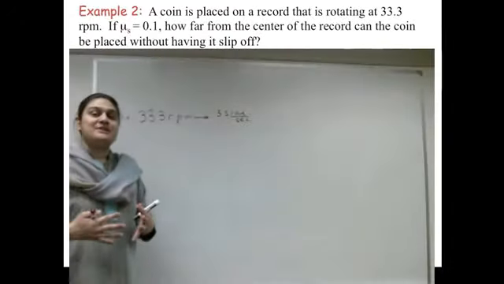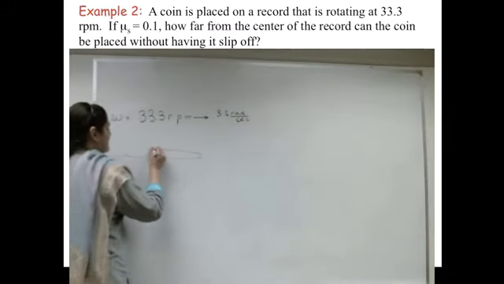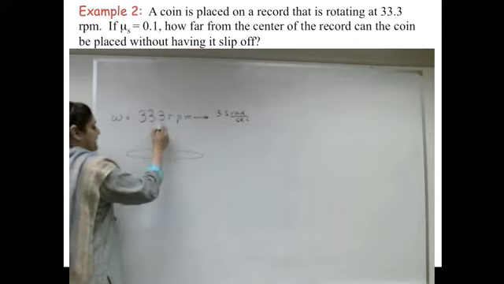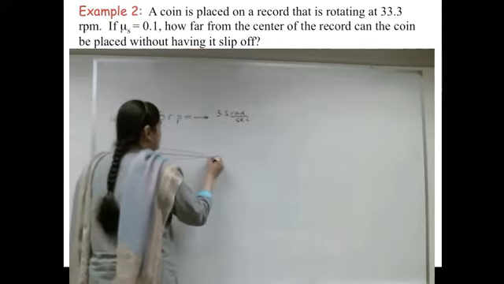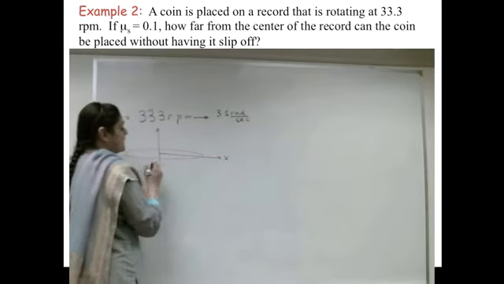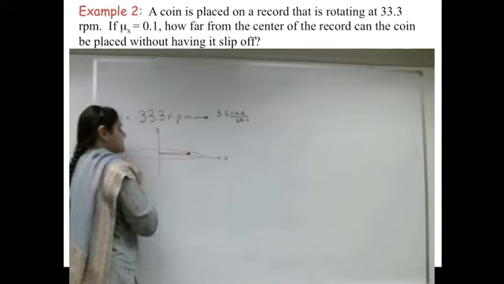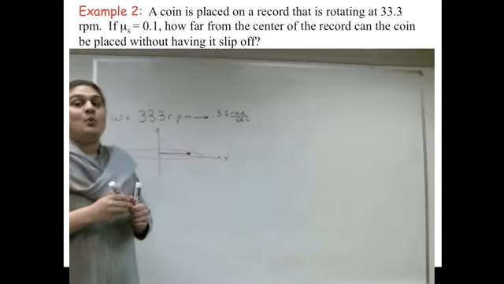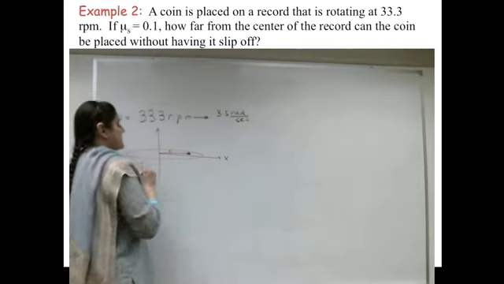So now let's come to the actual problem. It says that there is a coin and there is a record, and I need to define my axis of rotation. So this is going to be my axis of rotation. This is going to be my x-axis. Okay, and I need to place a coin at some distance away from the center. And it's asking what should the r be so that it doesn't slip.